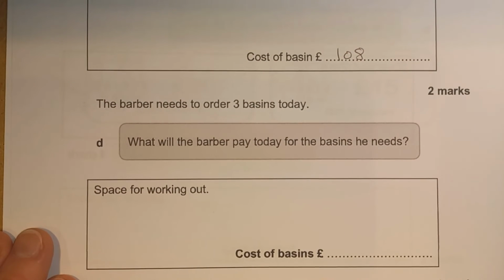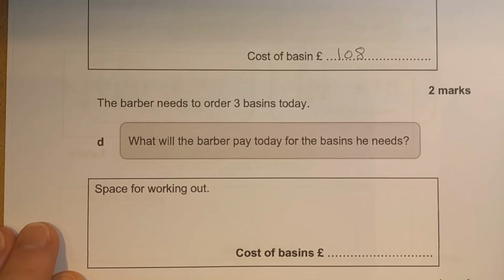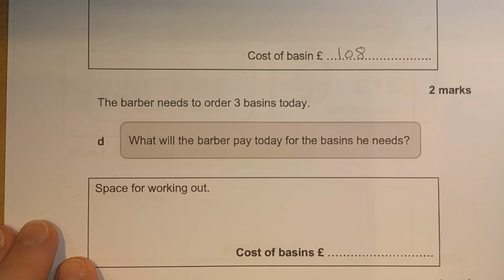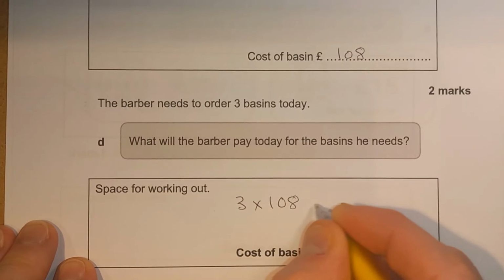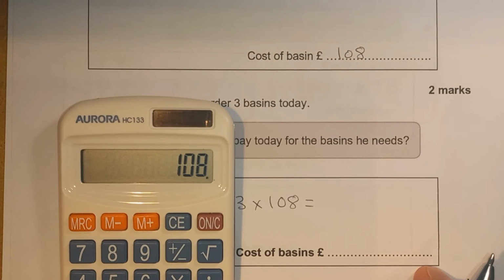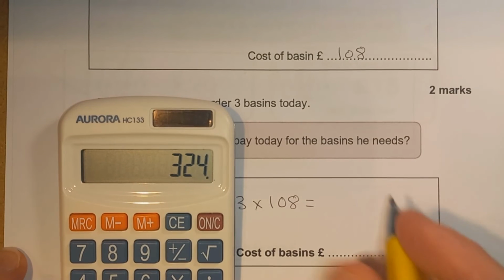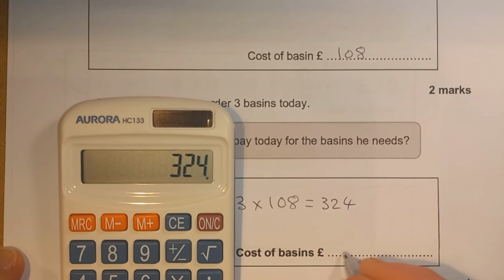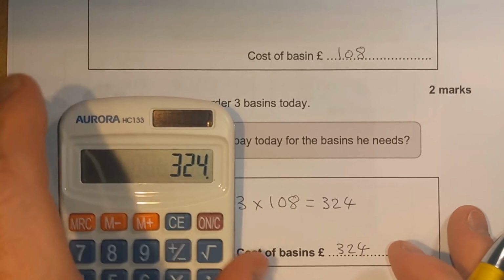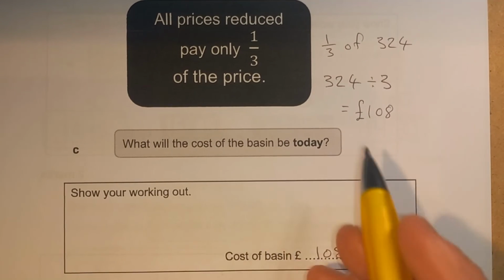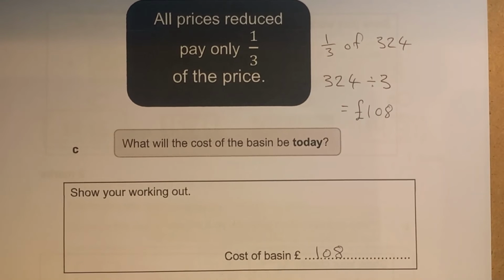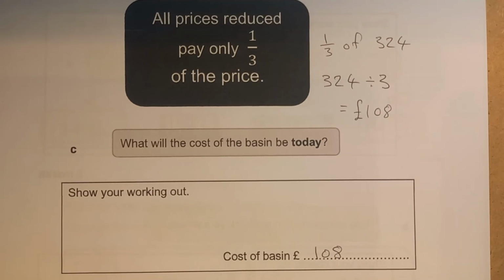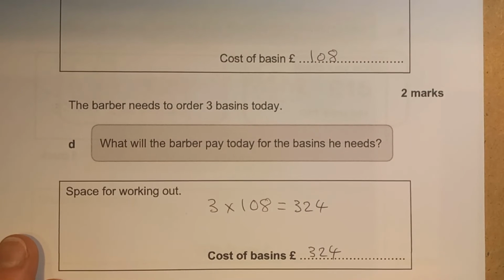The barber needs to order 3 basins today. What will the barber pay today for the basins he needs? Well, if he wants 3 of them, it's going to be 3 lots of 108. I've already got 108 in my calculator, times 3, 324. Which is, in fact, what we started with. Because we only paid 1/3 of the price, but if we want 3 of them, we've divided by 3, and now we're multiplying back up by 3, so we get back to where we started, which is fine. So we're getting 3 basins for the cost of 1.